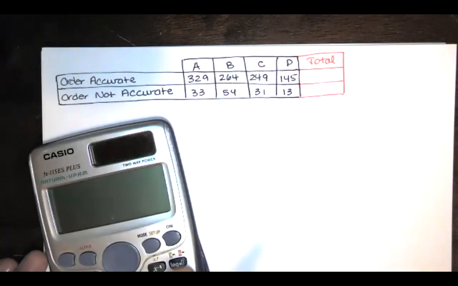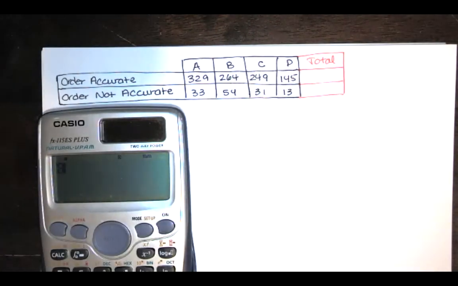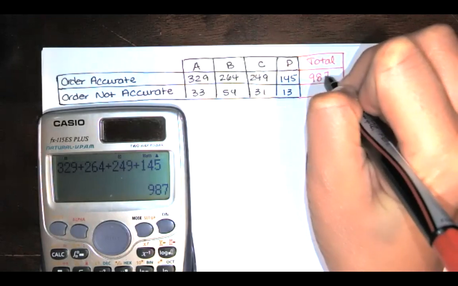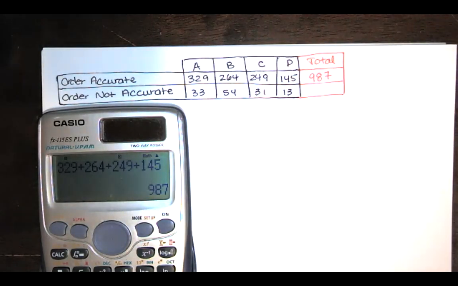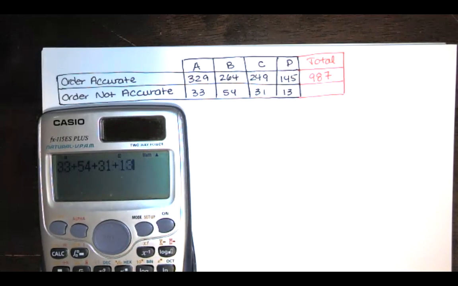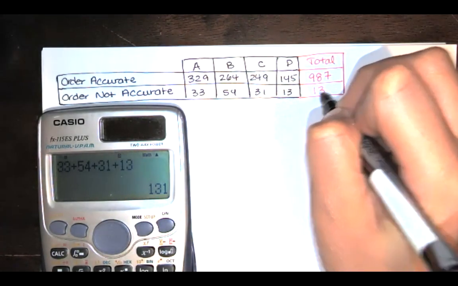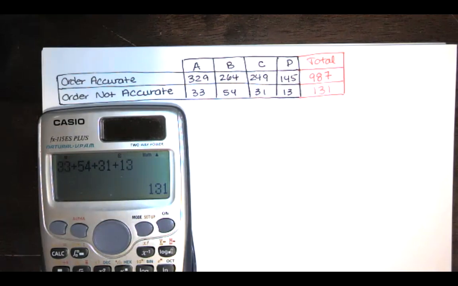So we've got 329 accurate orders from restaurant A, 264 from restaurant B, 249 from restaurant C, and 145 from restaurant D. So there are 987 accurate orders in our sample. And then we'll add these guys up, 33 plus 54 plus 31 plus 13. Those are the inaccurate orders from restaurants A, B, C, and D. So we have 131 of those.